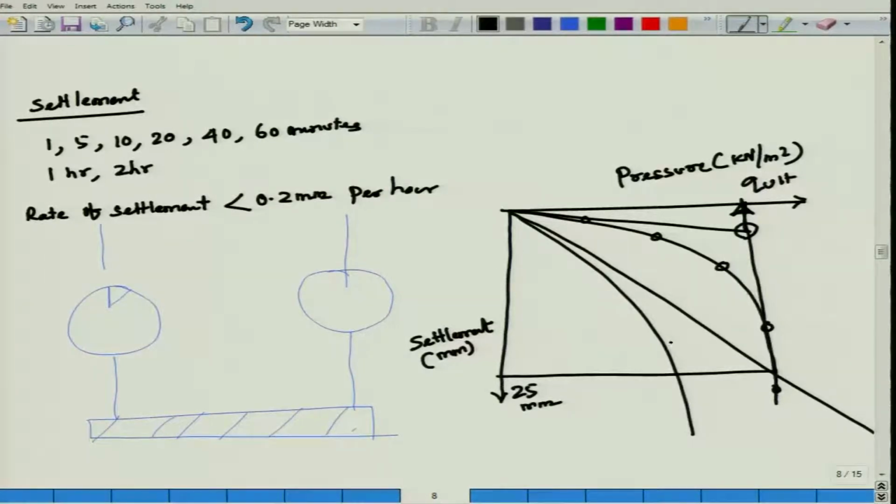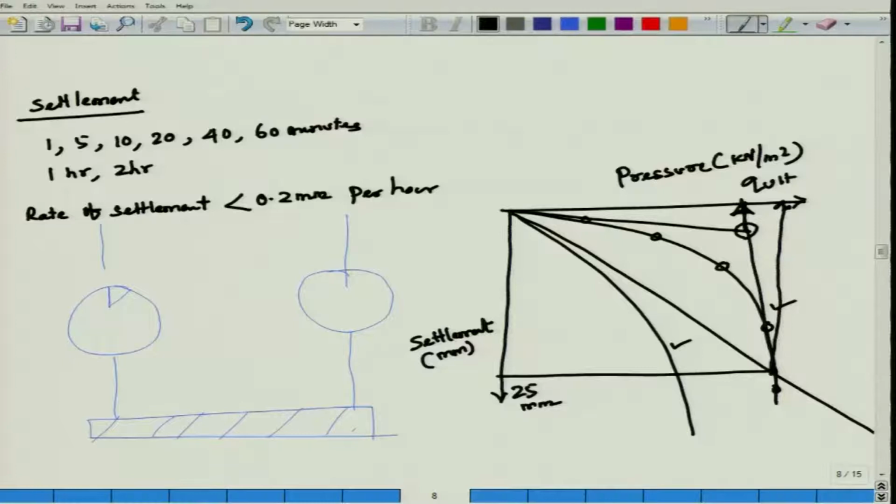If you are getting this kind of curve, that is fine. In that case you are going to find your Q ultimate load, and this is the corresponding settlement with respect to your failure load. But in this case you are not supposed to get it. In this case you go up to 25 mm of settlement, and up to here what you get, that is your ultimate load.